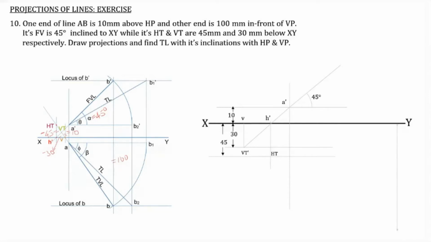And now we go for the locus of B, the other end. The end B is 100 millimeter in front of VP. So in front of VP means below the XY line. So below the XY line, we draw the locus of B. This line is the locus of B, that is 100 millimeter below the XY line.